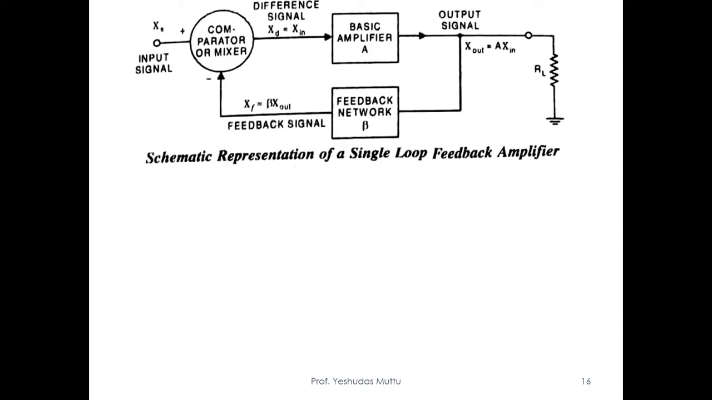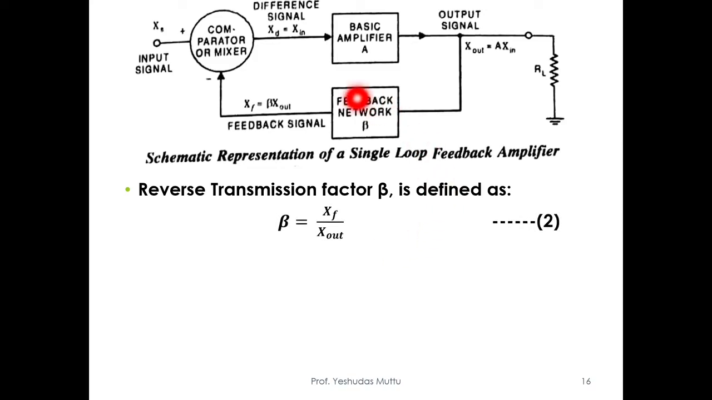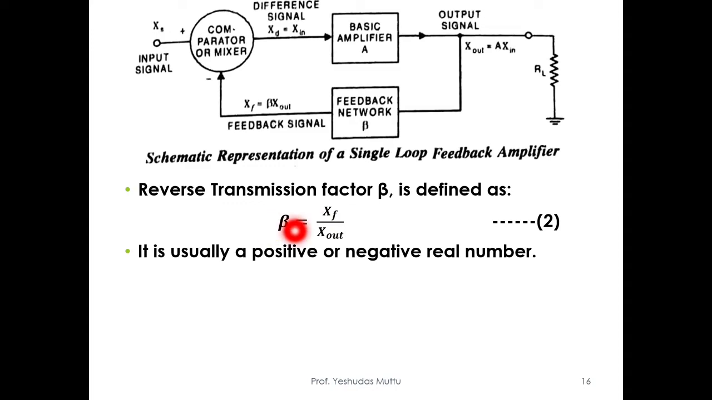Now the next part is about the beta over here. As I told you, beta: this is the input and this is the output. So output by input, what is the output? XF. So beta is XF upon X out. It is also known as the reverse transmission factor or feedback gain.